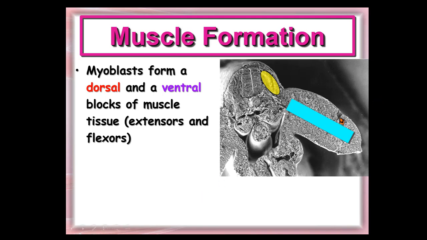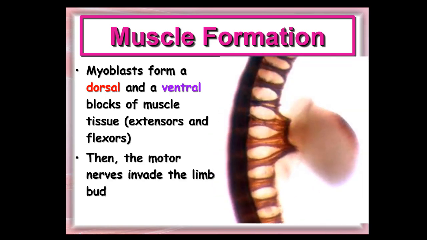So again, this is the limb. This is where the bones will be formed. This is the ventral surface of the limb, and this is the dorsal surface of the limb. So myoblasts migrate in the dorsal direction to form the extensors, and in the ventral direction to form the flexor muscles. After that, the motor nerves invade these myoblasts to supply them. So this is the spinal cord, and the nerves come out of it like this, and this is where the limb bud is formed.